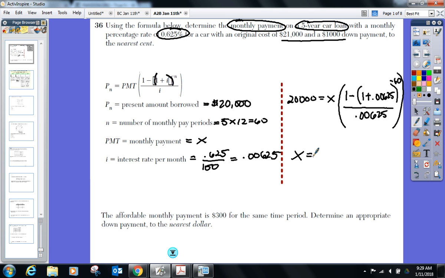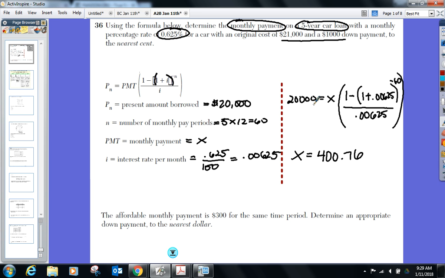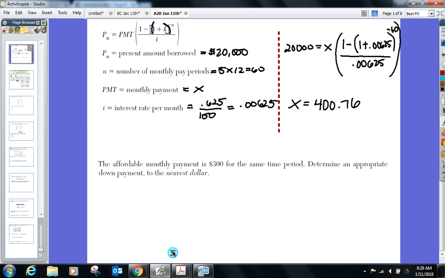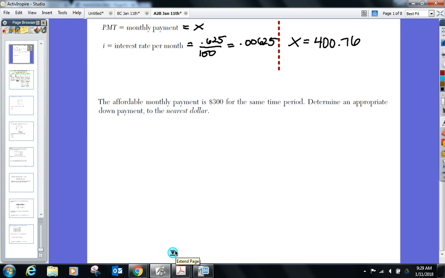If you didn't try this out already, I'm going to let you know it's $400.76 for your monthly payment, after you figure out what's inside the parentheses and you divide both sides by that. Okay, everyone all right? I'm going to move on because I got some new stuff to show you today. The affordable monthly payment is $300.